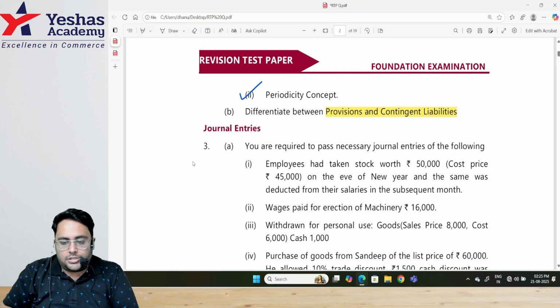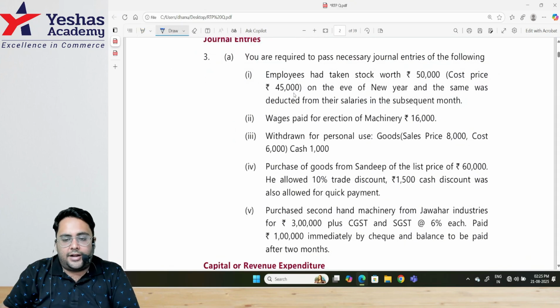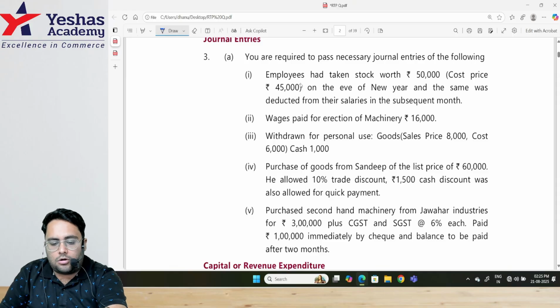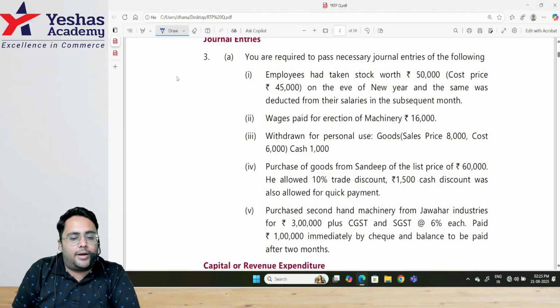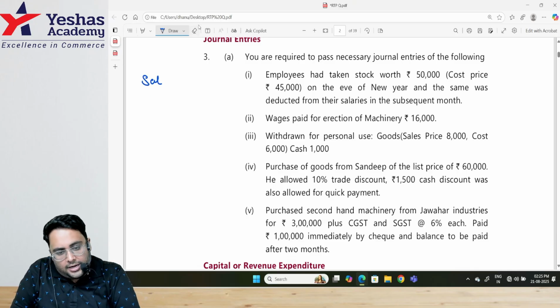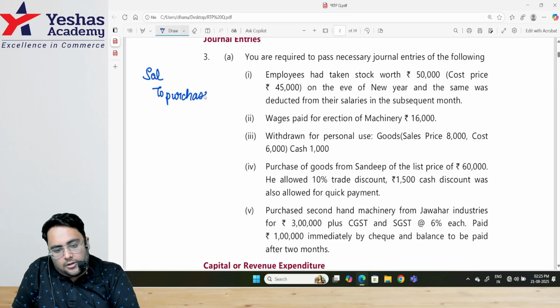Below that, you are required to pass necessary journal entries. Employee had taken stock worth rupees 50,000, cost price 45,000, on the eve of New Year and the same was deducted from their salaries in the subsequent month. What is the entry? Salary account debit to purchases account. But this would have been the entry.